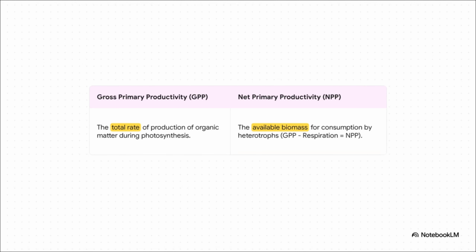But here's a really important distinction. Plants don't give away all the energy they create. Think of it like a paycheck. The gross primary productivity, or GPP, is the total amount of energy they capture. That's your gross pay. But they have to use some of that just to stay alive, to pay their own bills. That's respiration. What's left over is the net primary productivity, or NPP. That's the take-home pay, the profit that can actually be passed on to the rest of the ecosystem.